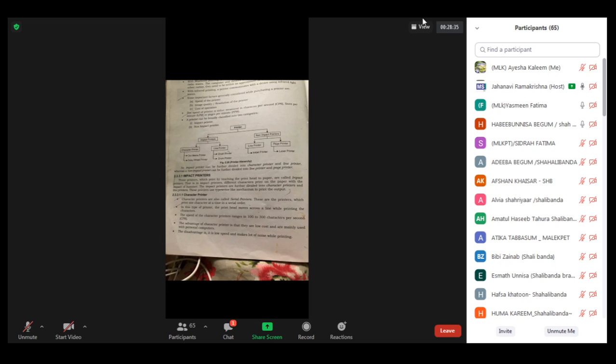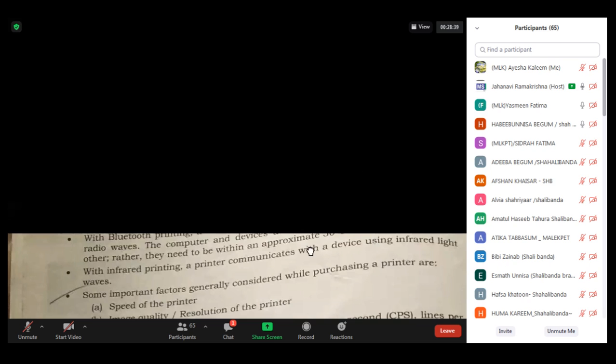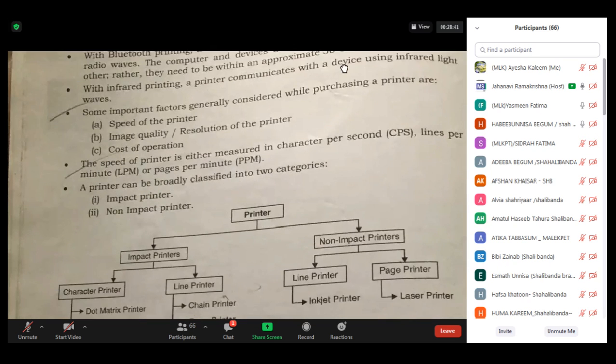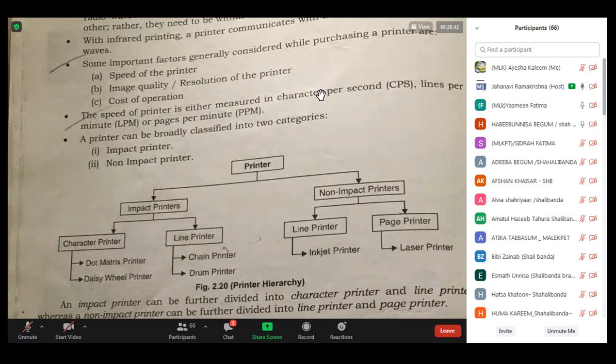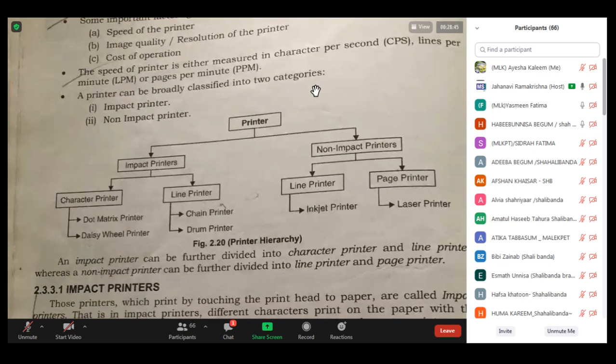Coming to character printers, they are also called serial printers, and their speed ranges from 100 to 300 characters per second. They are very low in price and mainly used with personal computers. And obviously, as I said, they make large noise while printing. Just hold on, girls.